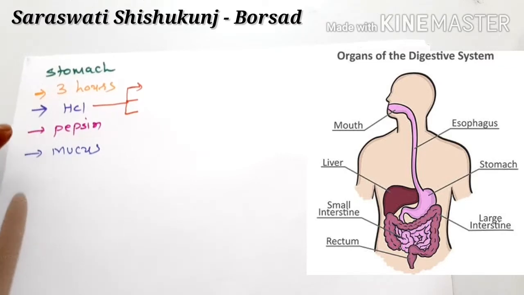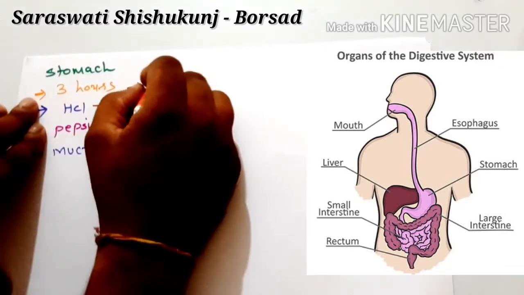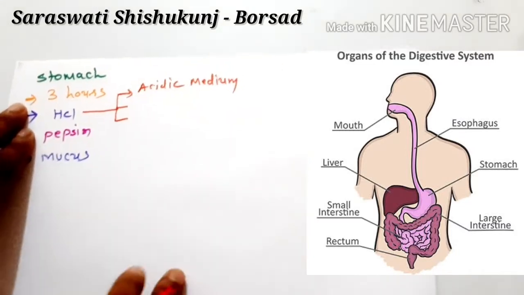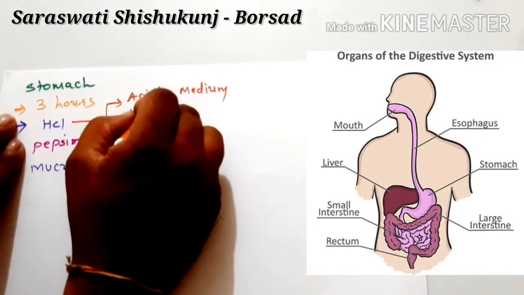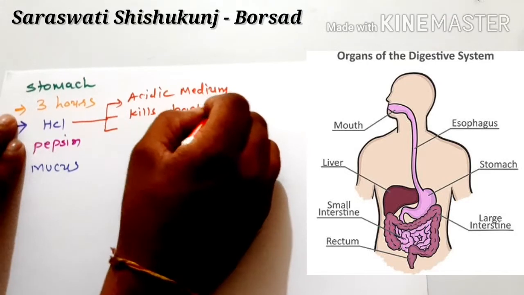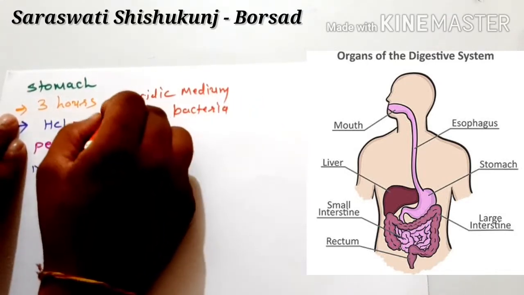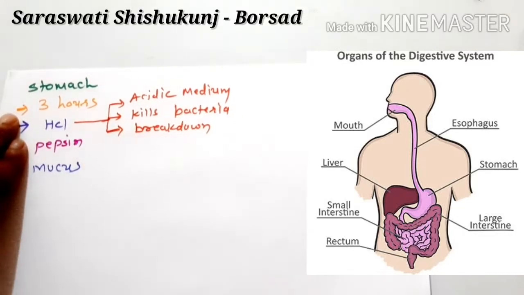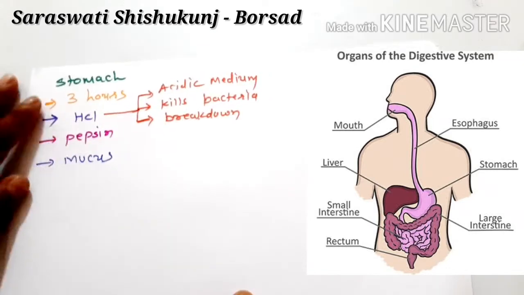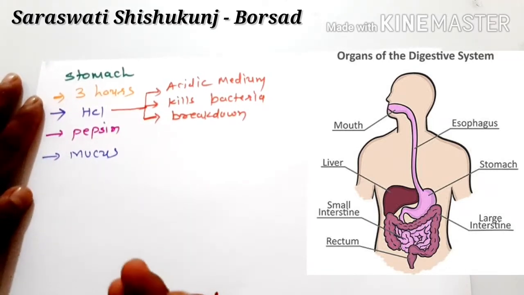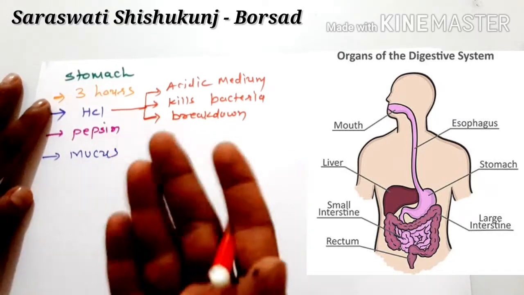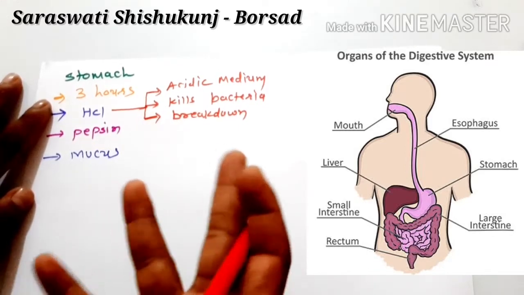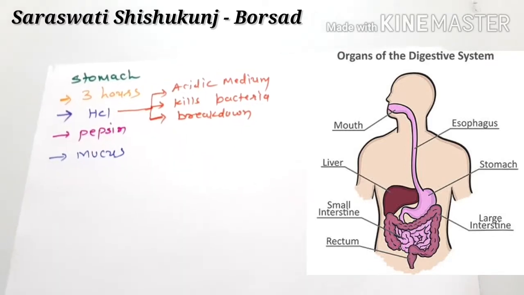The function of HCl is that it is acidic, so it provides an acidic medium to our food. The second function of HCl is that it kills bacteria. And this HCl is also responsible for the breakdown of food. So the HCl secreted in the stomach gives an acidic medium, kills the bacteria of the food, and also breaks down the large molecules into small ones.